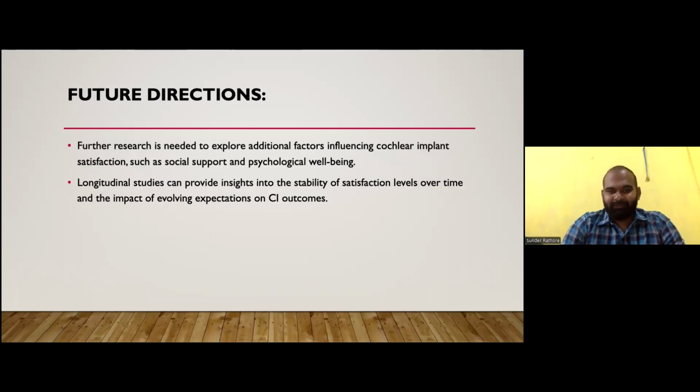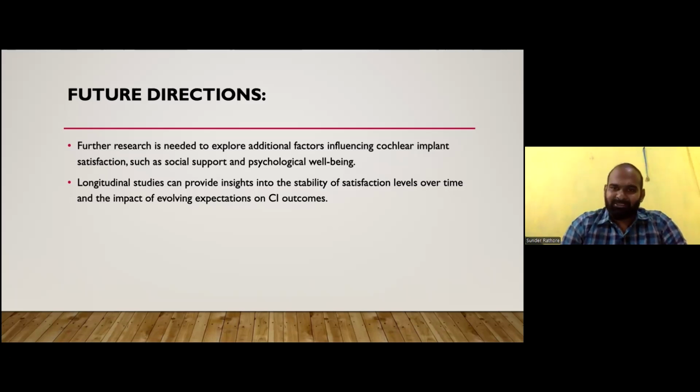Future studies, if we can talk about them: future research can explore additional factors influencing cochlear implant satisfaction, such as social support and psychological well-being, and longitudinal studies can provide insights into the stability of satisfaction levels over time. The impact of evolving expectations on cochlear implant outcomes can also be studied in the future.